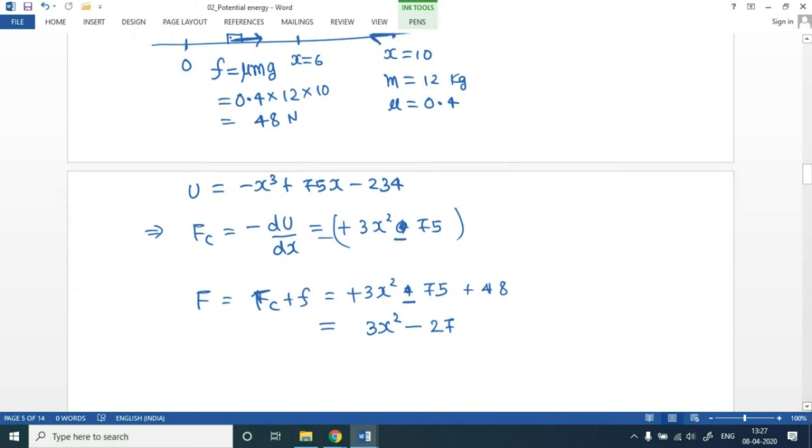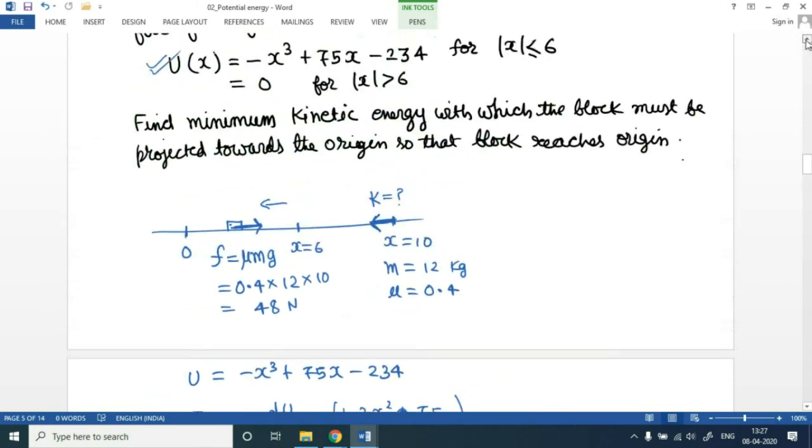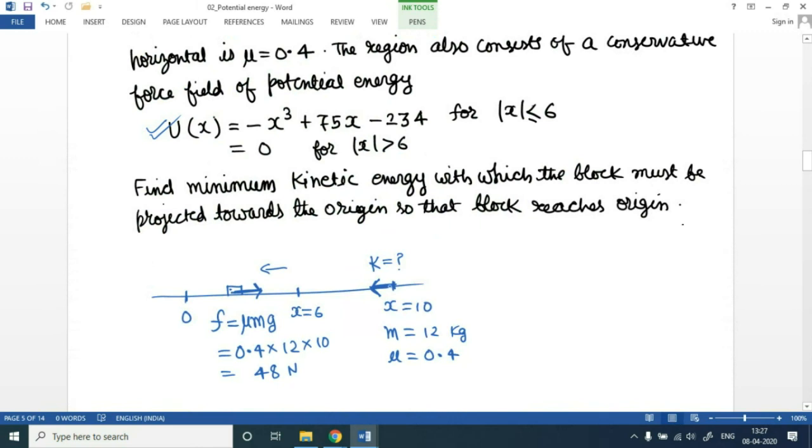So from this expression of force, we need to find out, see, one thing I want to make clear: it has been asked what should be the minimum kinetic energy so that the block, projected from here, reaches the origin. So here we need to understand first of all that it is not completely our job to push it till the origin. Our job is to find out some position in between where the net force will be equal to 0, and we have found this position as x equal to 3.